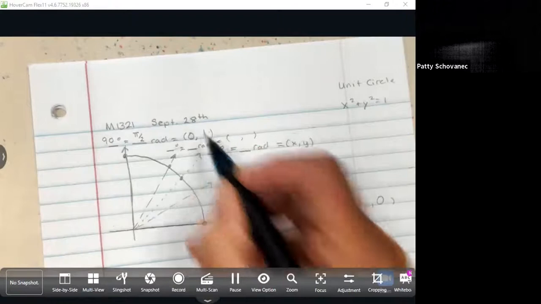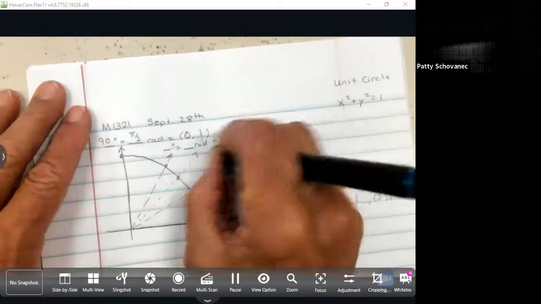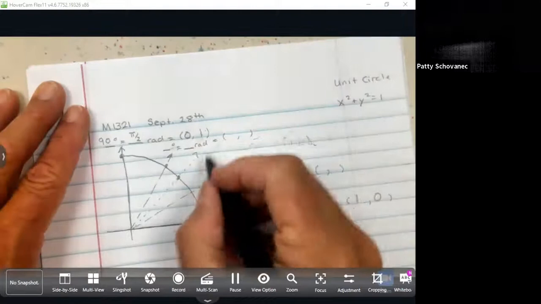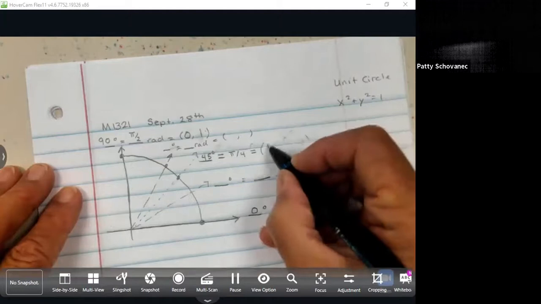Okay, what about the angle that splits the first quadrant into two congruent parts? That's a 45 degree angle. I'm going to move this down a little bit so I can fit both of these in here. So this one is 45 degrees. How many radians is that? Pi over 4. And the ordered pair right there? Both of them are square root of 2 over 2 because that's the line y is equal to x.